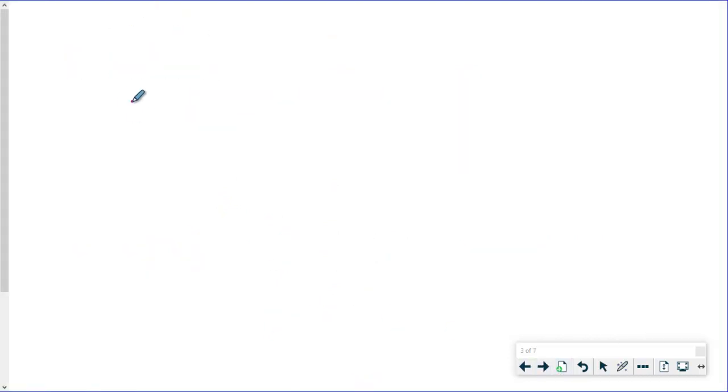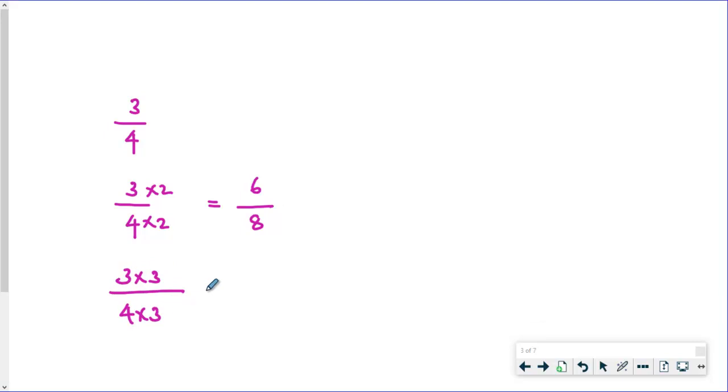So here you can take 3 by 4 as a fraction. Now we want to calculate the equivalent fractions of 3 by 4. For finding equivalent fractions, first multiply both numerator and denominator with 2. 3 into 2 is 6, 4 into 2 is 8, so 6 by 8. Similarly, here you multiply numerator and denominator by 3. So 3 into 3 is 9, and 4 into 3 is 12.